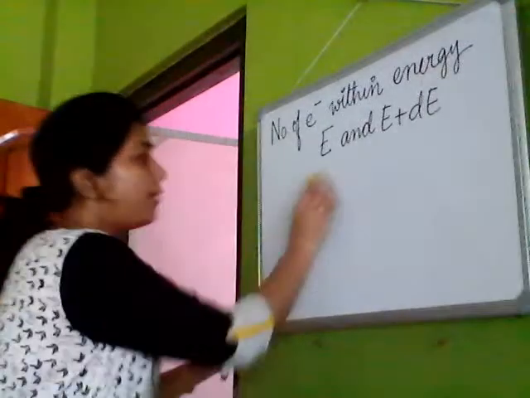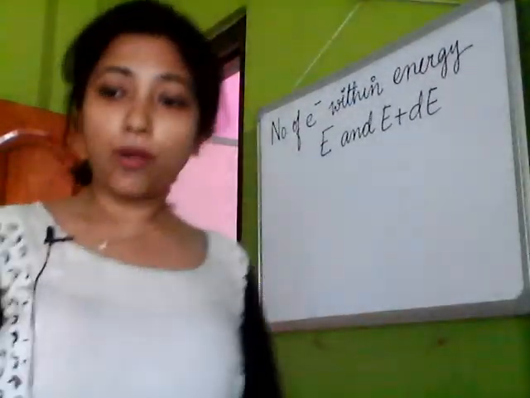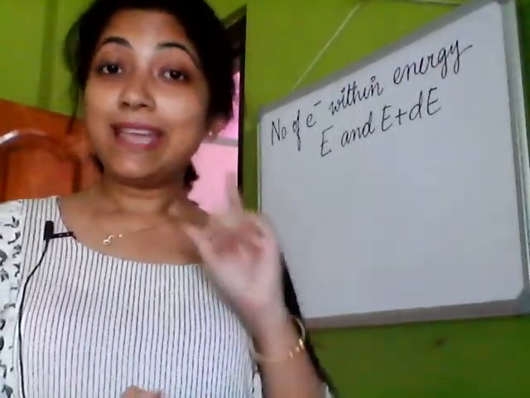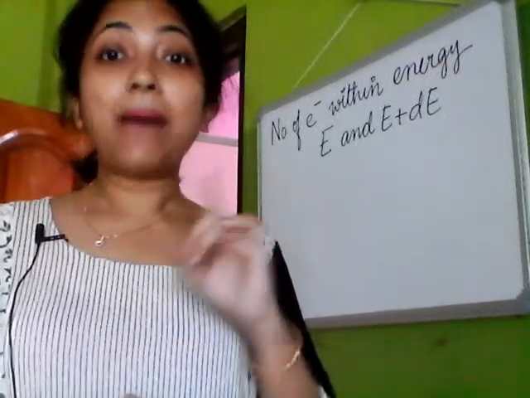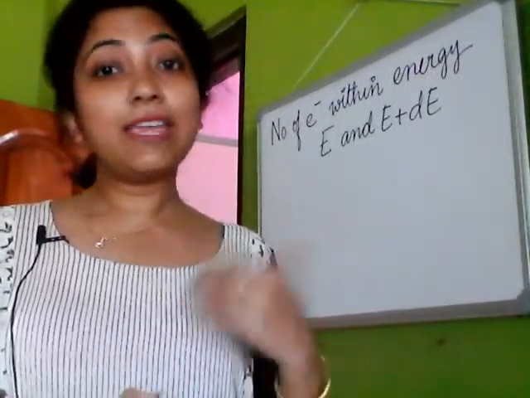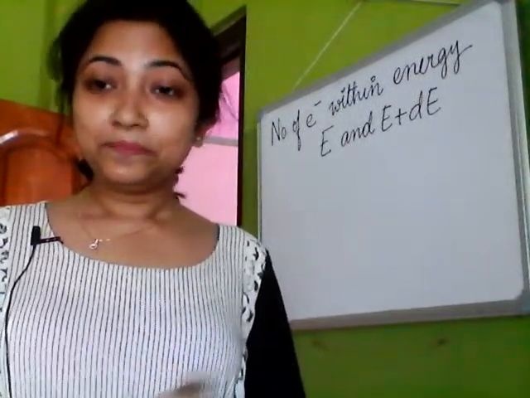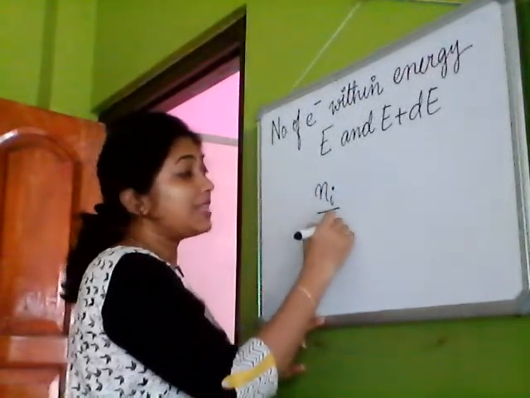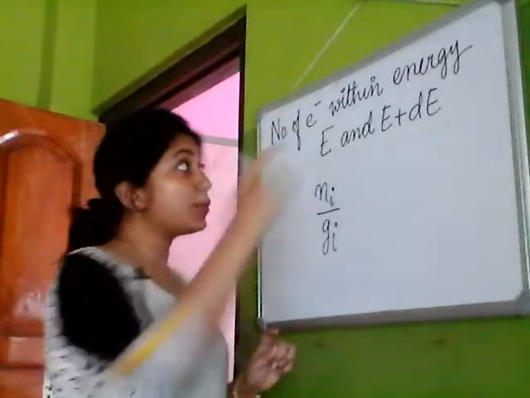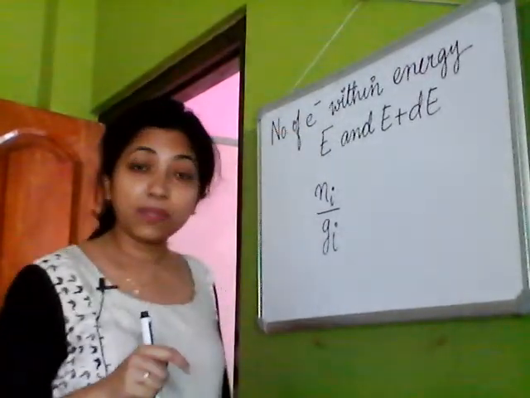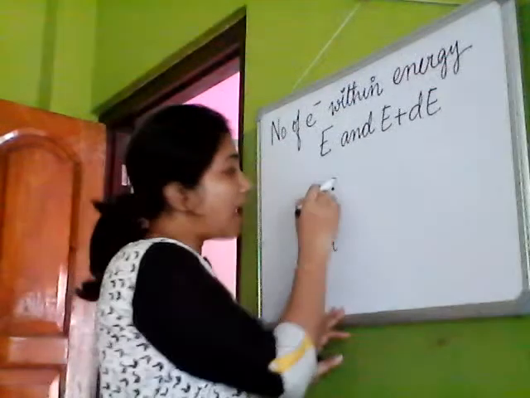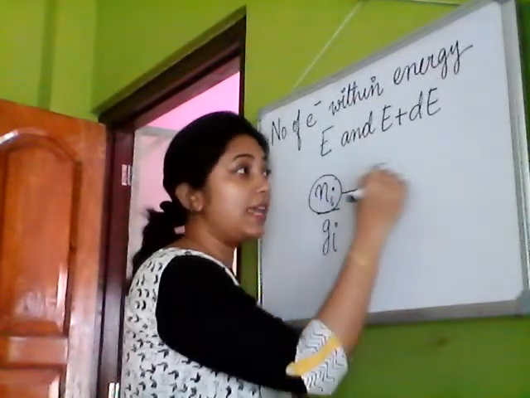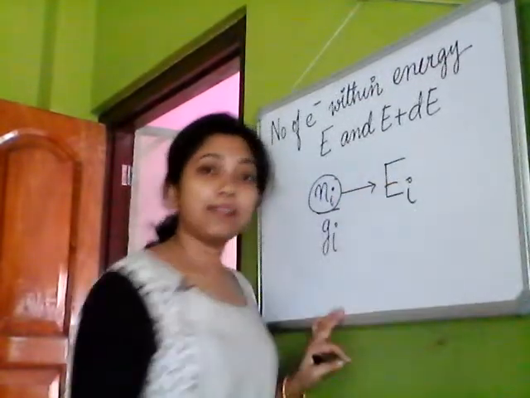So now, from where will I get this number of electrons? If you remember, there is something called Ni by Gi, which is the distribution function given for our Fermi Dirac systems, right? So this Ni by Gi is the clue from where I can also find out these number of particles. Just think with me. When I ask you what is this Ni, these are the number of electrons in the energy level Ei. Correct?